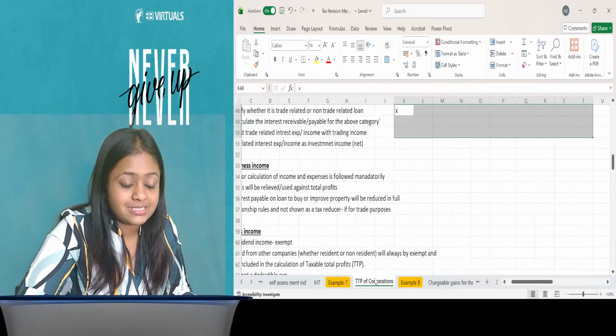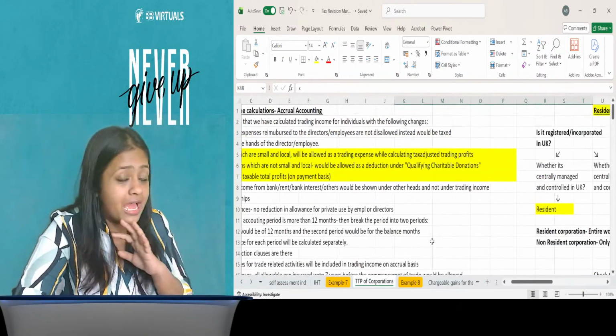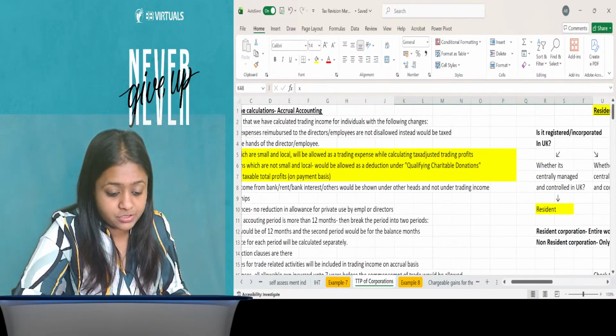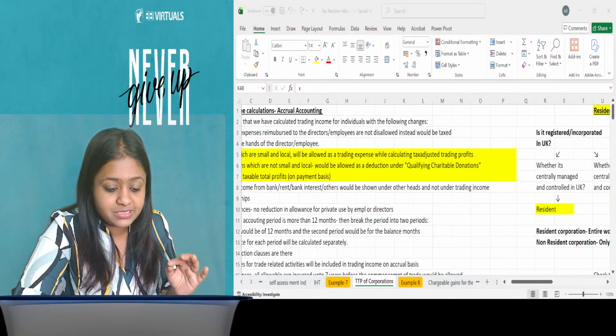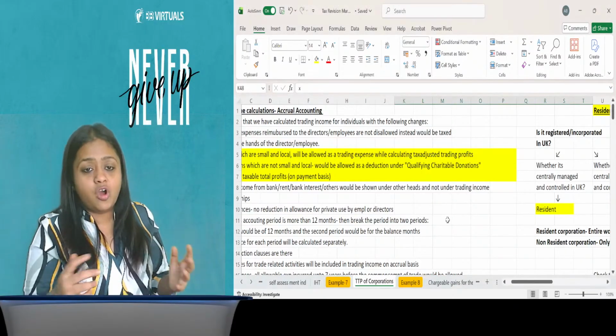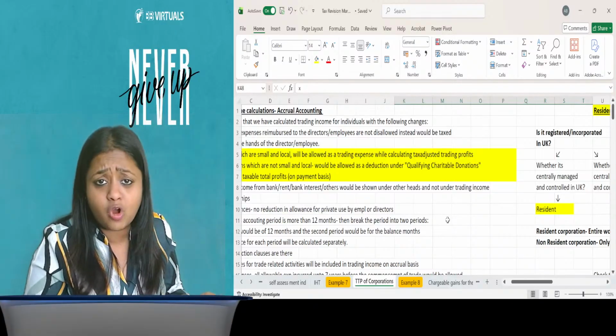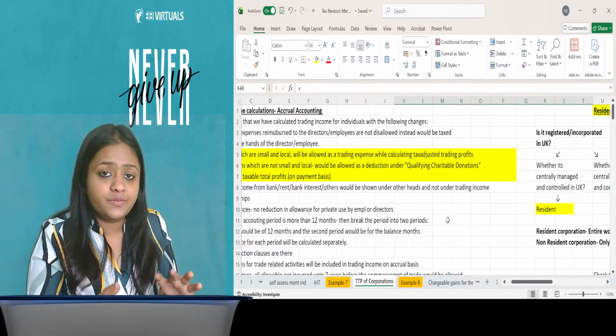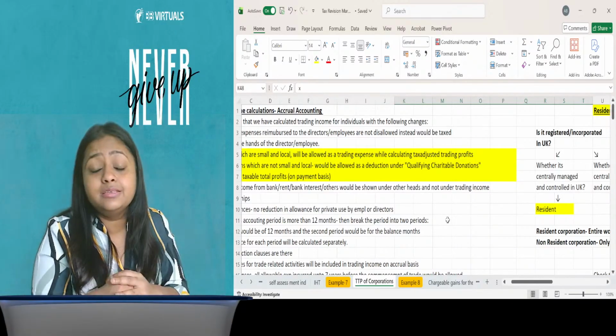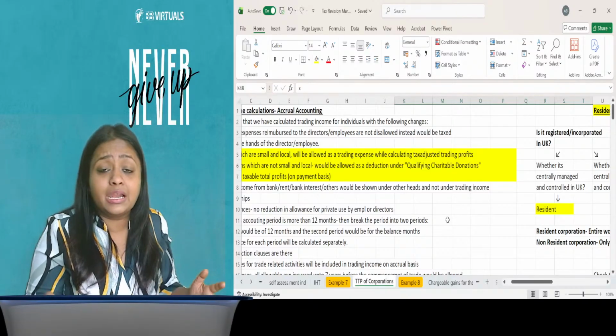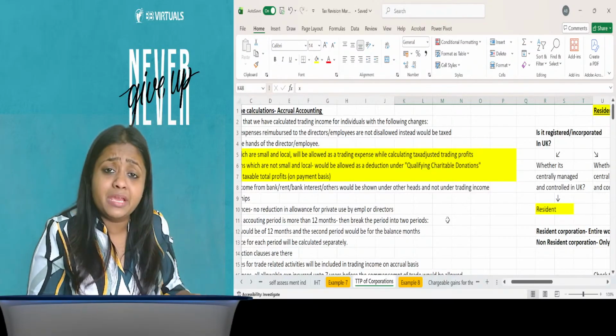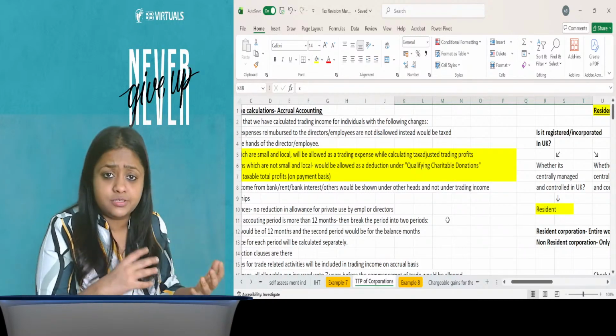So guys, now let's start with TTP calculations and understand the corporations. For that, the first thing that comes up is, ma'am, what is a corporation? A corporation is an incorporated body, which is an artificial legal person. The second thing is, ma'am, when we calculate TTP, will it make a difference whether the corporation is a resident or a non-resident?